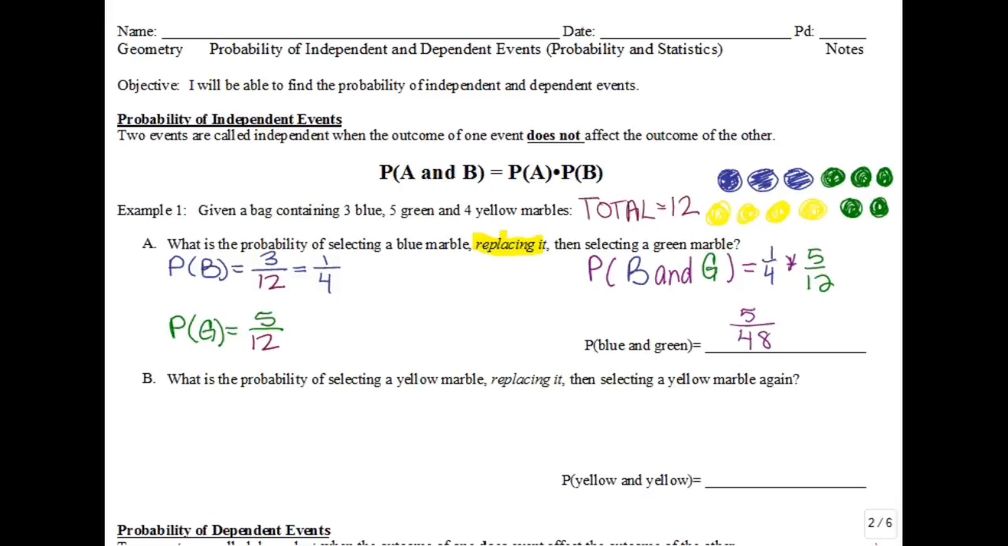Let's try looking at the yellow marbles. What is the probability of selecting a yellow marble, replacing it, then selecting a yellow marble again? Let's find the probability of finding one yellow marble. The probability of finding one yellow marble is 1/3. Now we're taking it out of the bag and replacing it. So we have reset the bag to its original condition of 12 marbles. The probability of selecting a yellow marble again is the same, 1/3. So what is the probability of selecting a yellow and a yellow?